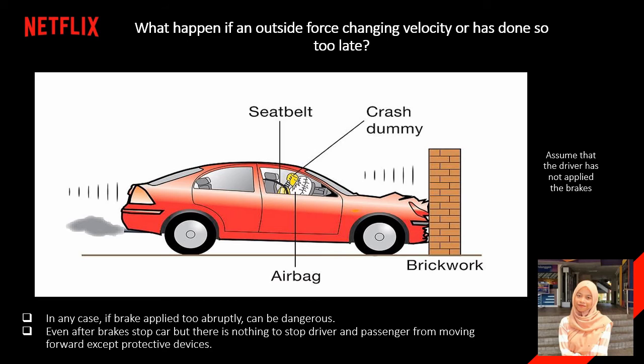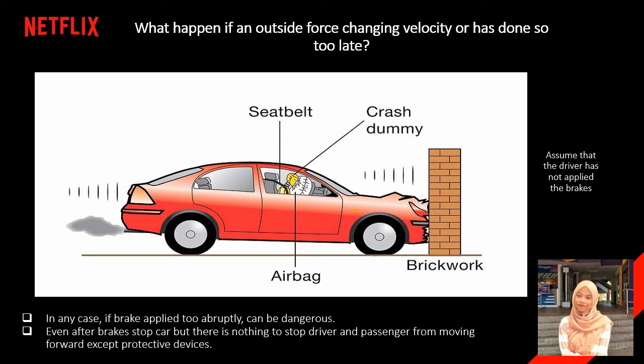So now we continue with what happens if an outside force changing velocity is absent or has acted too late. The gruesome depiction of a car hitting a brick wall assumes that the driver is not using the brakes. The brake is an example of an external force that can stop the car, or has done so too late. In any case, if the brake is applied too abruptly, it can be dangerous. But again, the important factor here is the inertia.